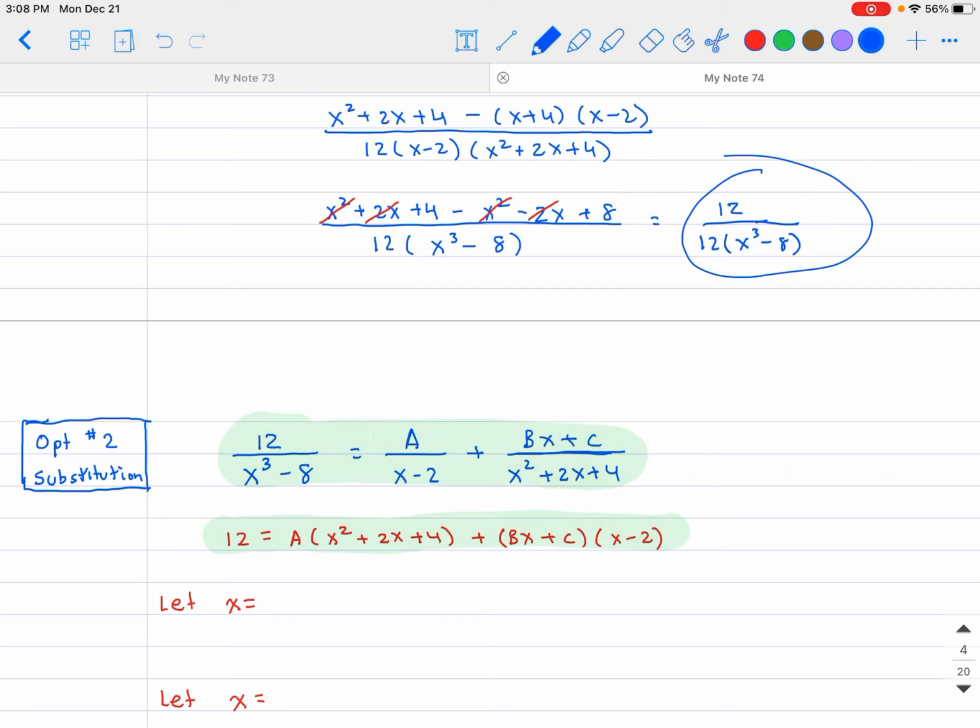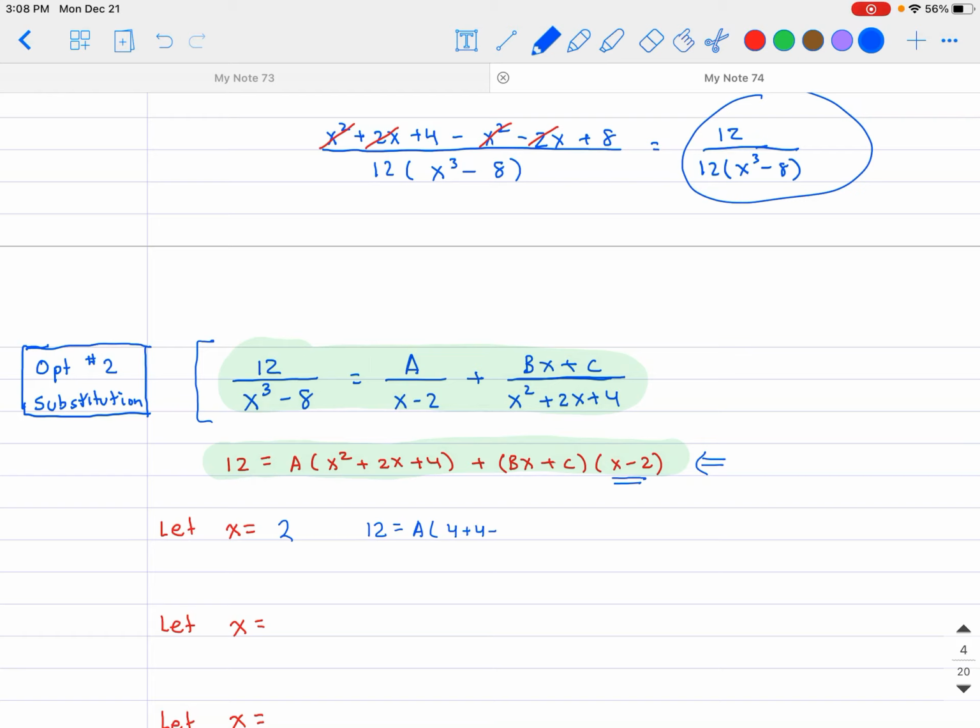So anyhow, going back to this part over here, I'm going to say let x equal some number. Well, the easiest number I can think of is over here. If you notice, we have an x minus 2 as a factor. So why don't we let x equal 2? Whatever allows me to diminish some of those terms. So then that means that 12 is equal to a multiplied by 4 plus 4 plus 4, and then plus, well, the other factor is going to be b times 0 plus c multiplied by 0. So all of that is going to cancel out. So I'm looking at 12 is equal to a times 12. So that means that a is equal to 1.